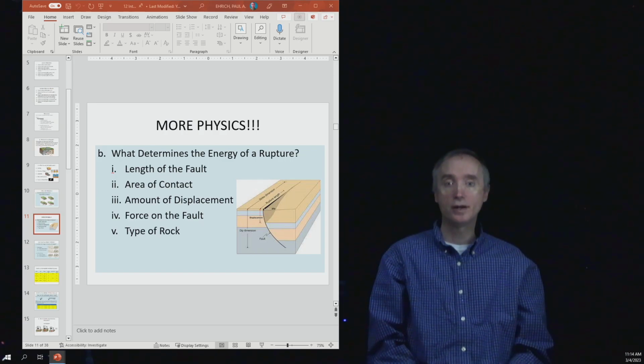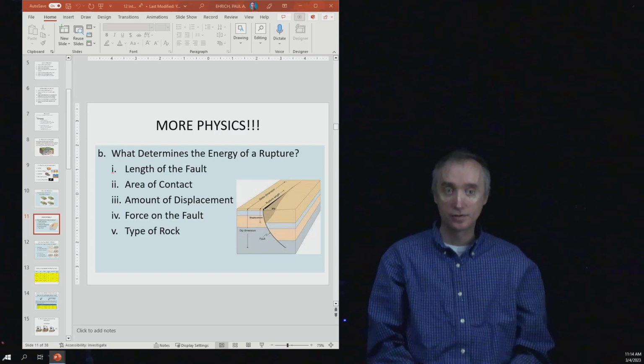And then it also depends on the amount of force that's being applied to the fault. And then it also depends on what type of rock it is. So like a limestone, if you fracture limestone, it's going to give off a certain amount of energy. But if you fracture granite, it's going to give off a different amount of energy.